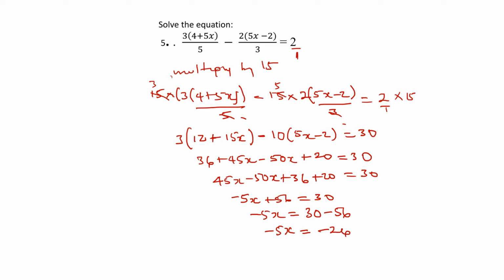So negative sign here cancels the negative sign. We divide throughout by 5 to get x. 5 divided again by 5. We have x is equals to minus 26 over 5. So that's our answer for this question.